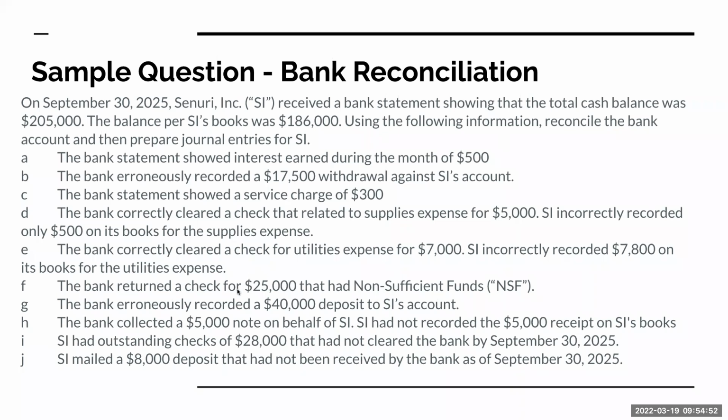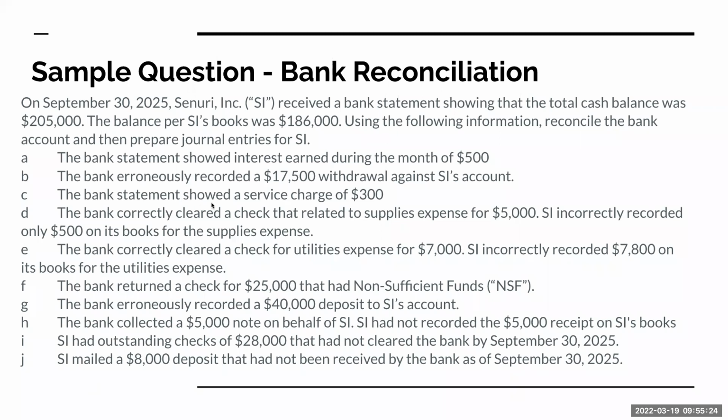The bank returned a check for $25,000 that had non-sufficient funds. The bank erroneously recorded a $40,000 deposit into SI's account. The bank collected a $5,000 note on behalf of SI. SI had not recorded the $5,000 receipt on SI's books. SI had outstanding checks of $28,000 that had not cleared the bank by September 30th, 2025. And then lastly, SI mailed an $8,000 deposit that had not been received by the bank.